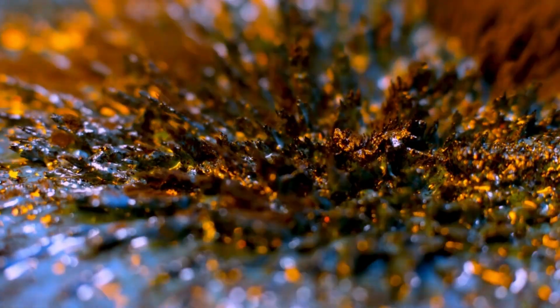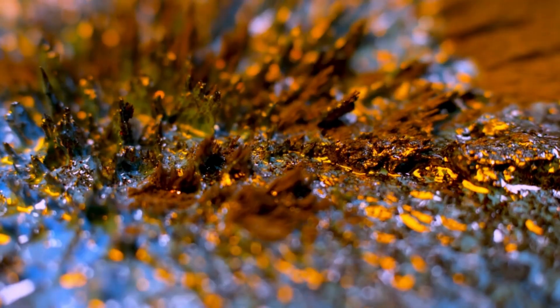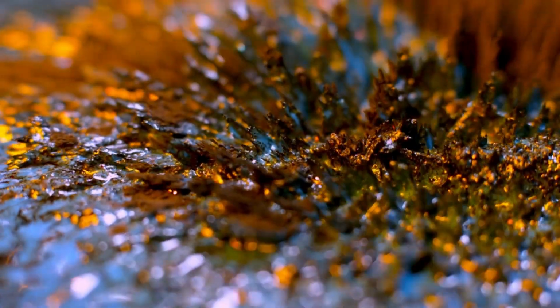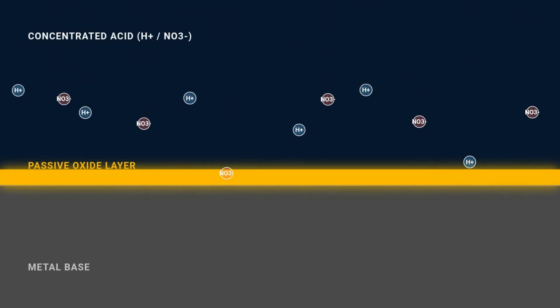A fascinating quirk, passivity. If you drop iron, chromium, or aluminum into concentrated nitric acid, nothing happens. The acid is so strong, it instantly forms a microscopic layer of metal oxide on the surface, protecting it from further reaction.